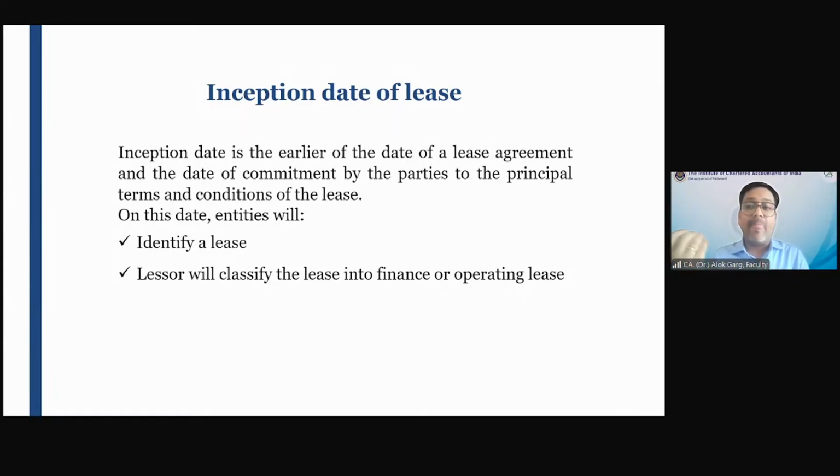In this case, 15th March is the date when the major terms and conditions were agreed and the agreement was entered into, and 15th May is the date when Saminathan will get the keys for using that flat. So on the inception date, the parties will identify whether it is a lease contract or not. If it is not a lease contract, you just have to do the expense accrual accounting, and the lessor will classify the lease into finance or operating lease.